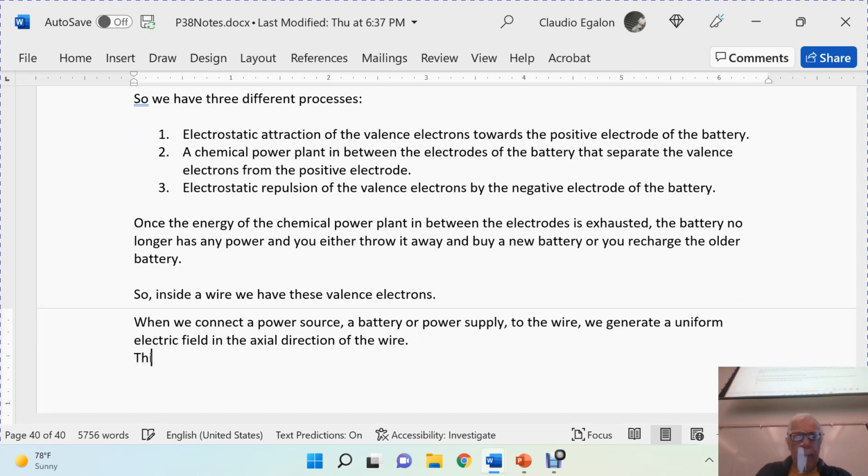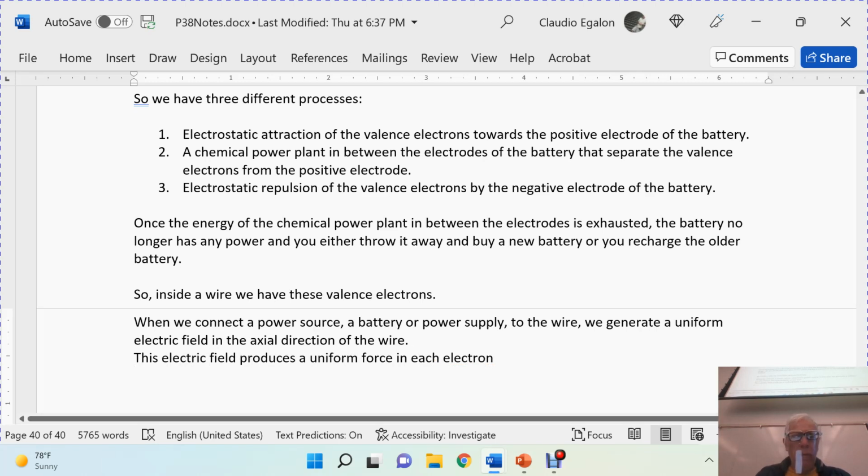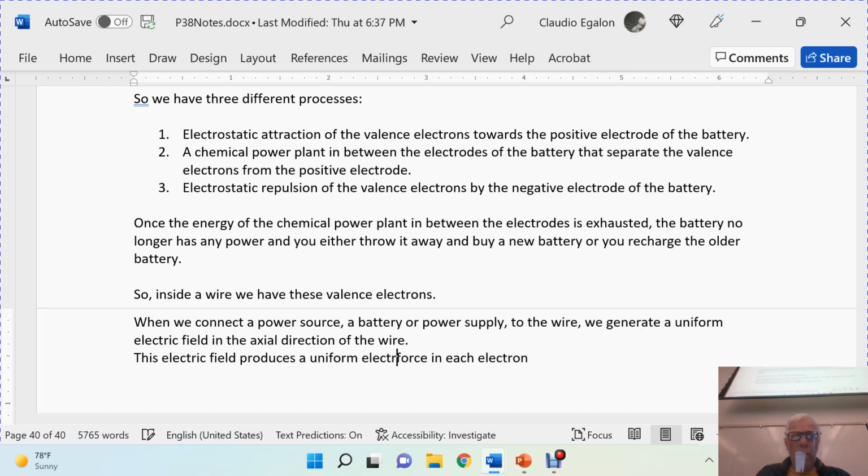This electric field produces a uniform force in each electron. A uniform electric force in each electron. It is exactly the force that powers the electron in a wire.